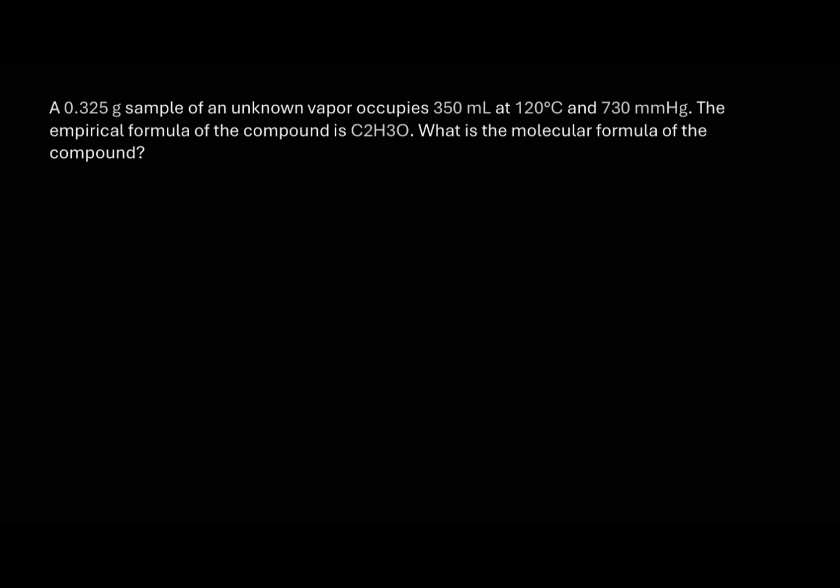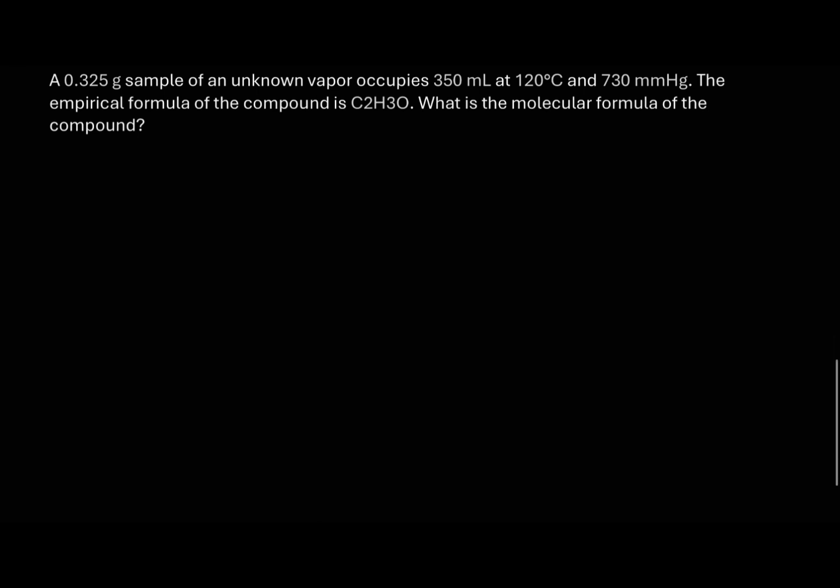In this video, we are going to be solving for the molecular formula of an unknown compound. Now, this problem says that we have a 0.325 gram sample of an unknown vapor that occupies 350 milliliters at 120 degrees Celsius and 730 millimeters of mercury. The empirical formula of the compound is C2H3O. So we first need to gather up what we do know.